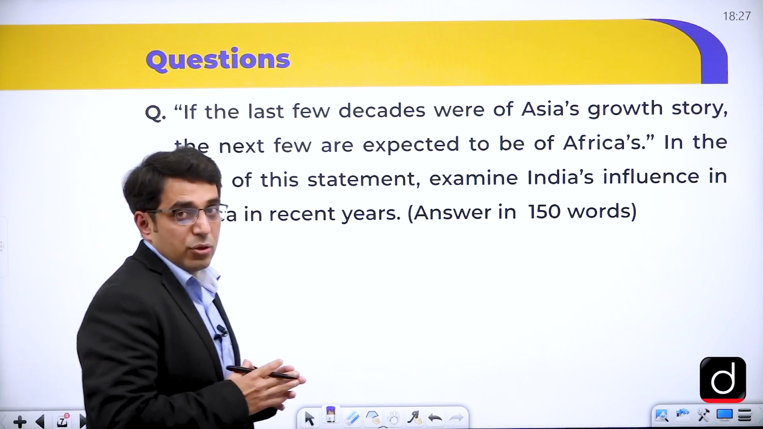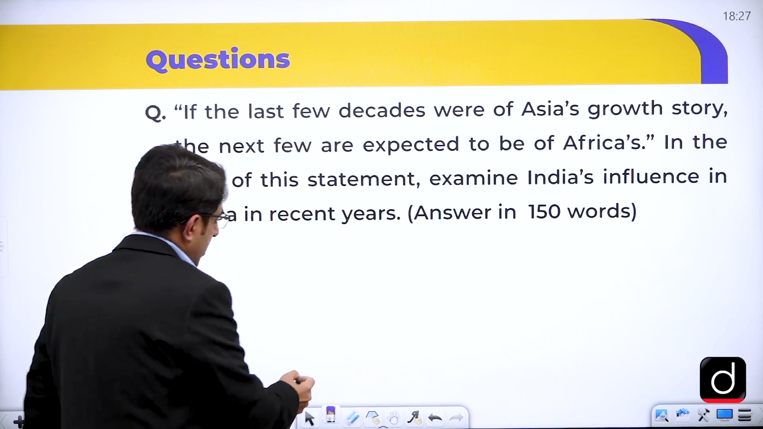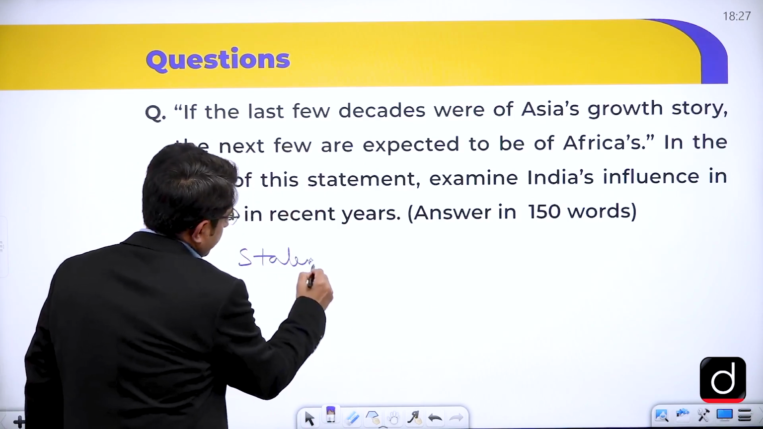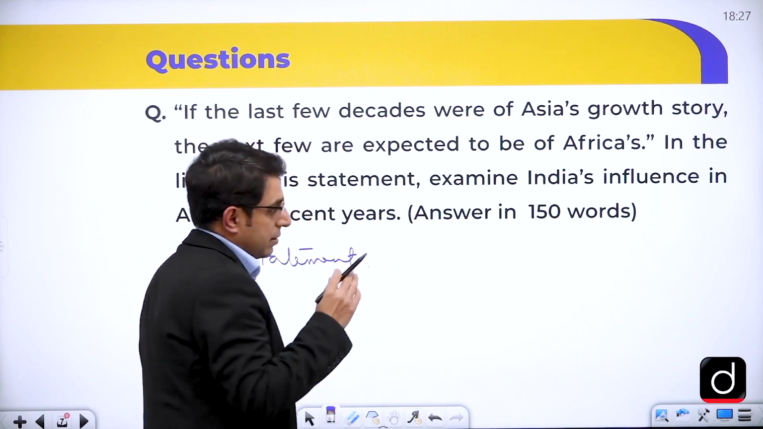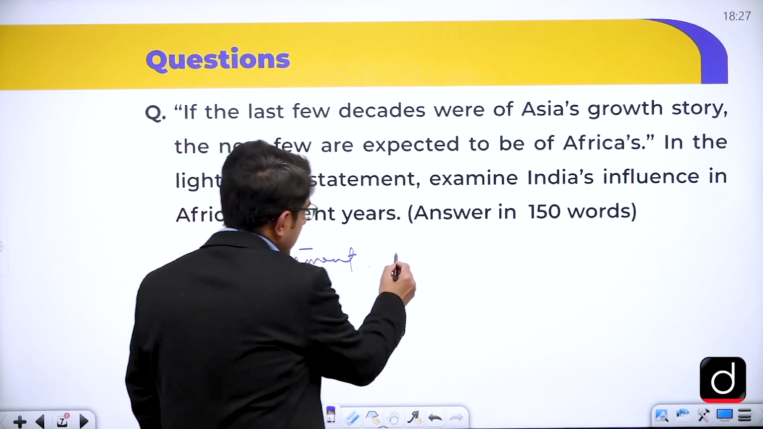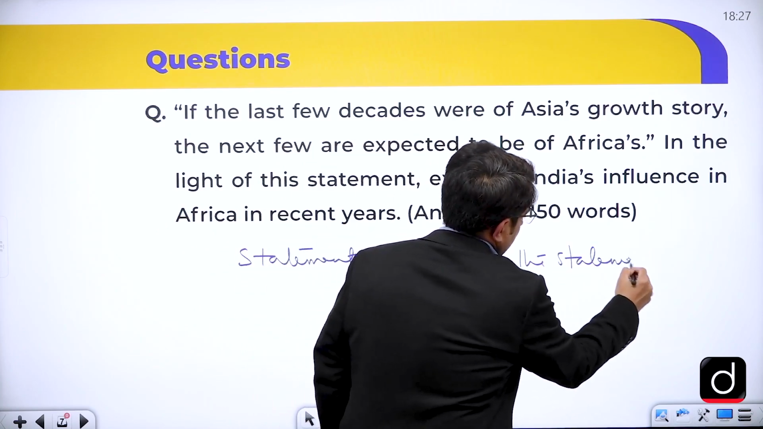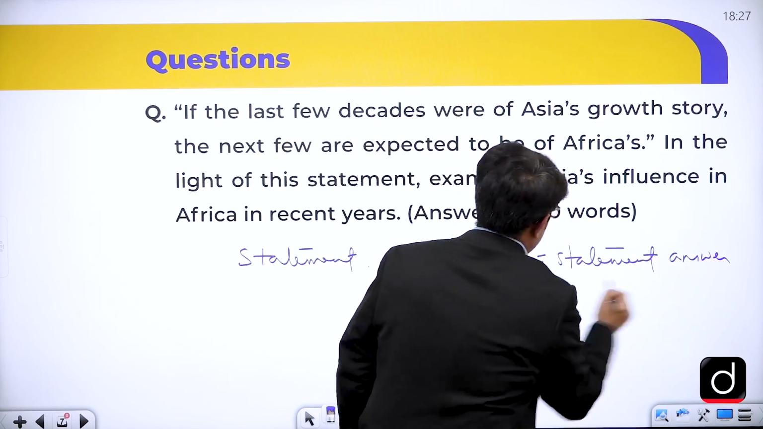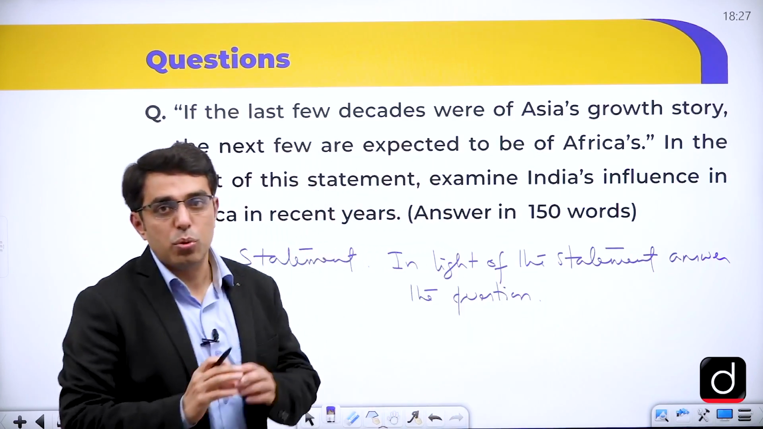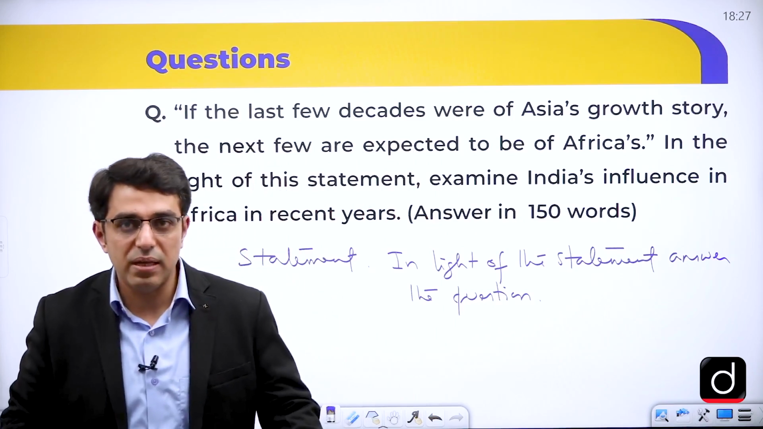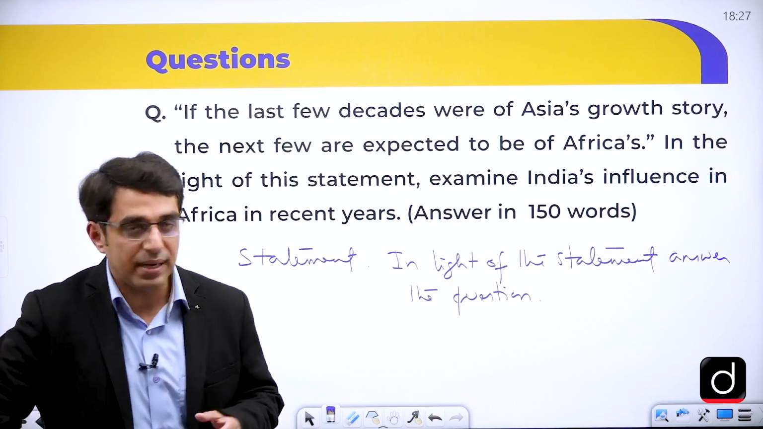The very first thing we need to register is the format of the question. A statement has been given, followed by a question, and the question itself says that in the light of the statement, we have to answer the question. So one thing should be clear: we are not required to differ with or argue with the statement. We have to take the statement as given, that yes, this is true.